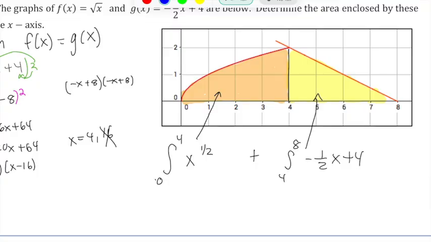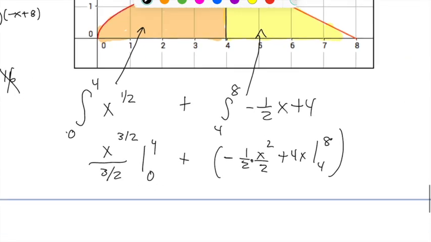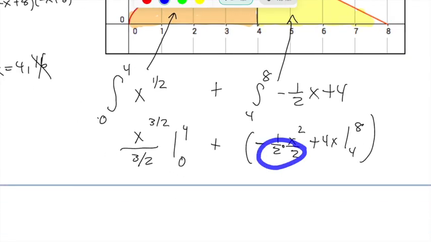Okay, so now if I take the integral, if I add 1, 1/2 plus 1 is 3/2, and then divide by 3/2. And we're going to plug in 4 to 0. Plus, if this is a 1, so add 1, that becomes 2, and then divide by 2. And then here, if you take the integral, that's just 4x. We want that from 8 to 4. And again, we could clean this up.